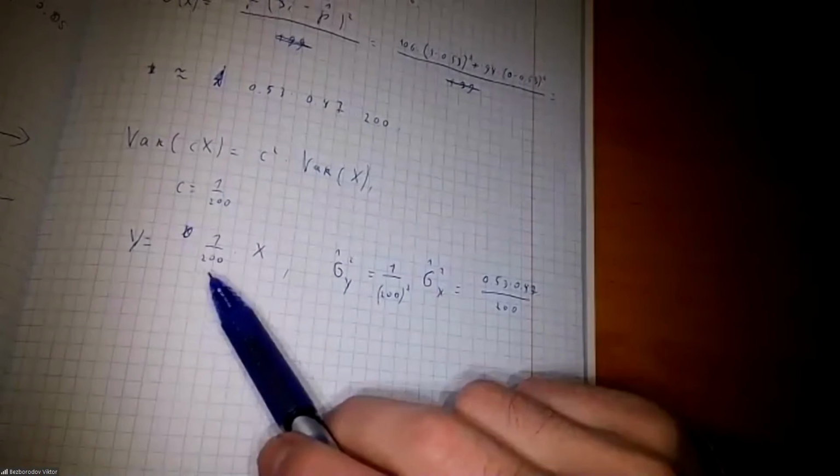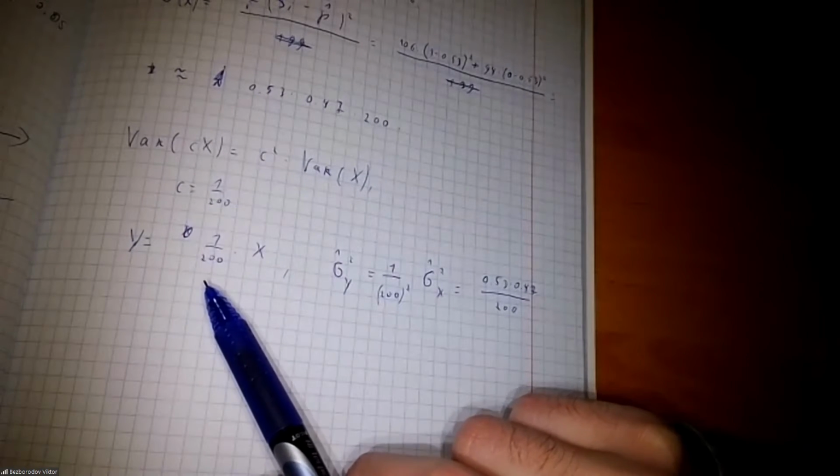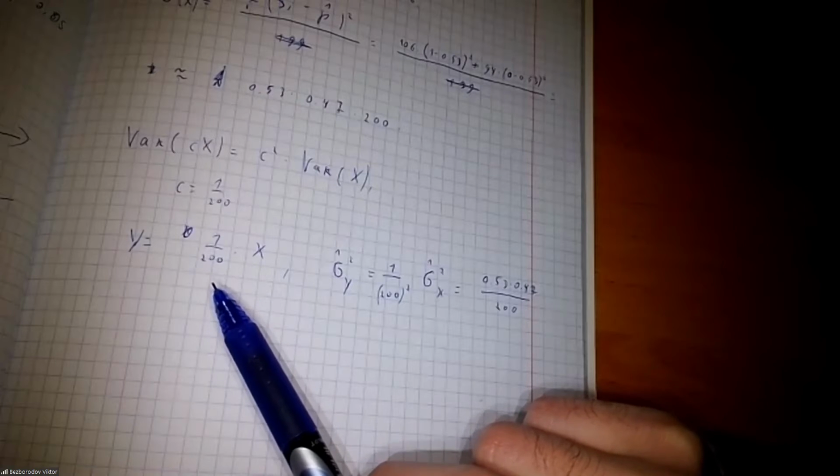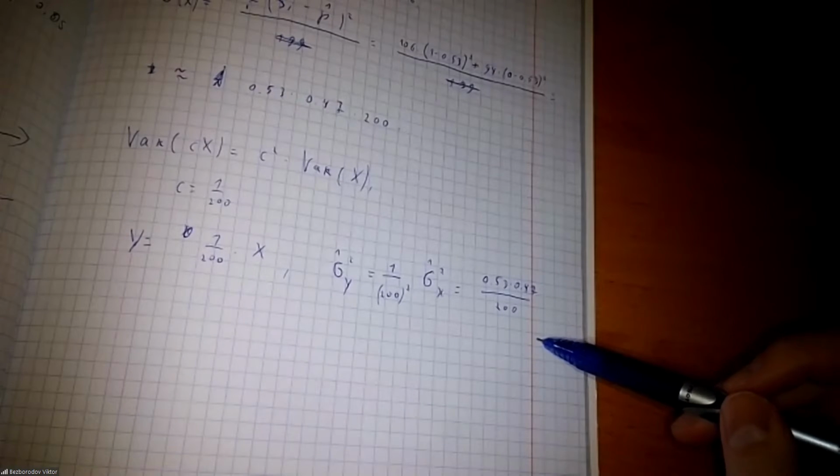So we now have the variance that we need. y is the sample mean, and we need the variance of the sample mean. And this is this variance, right?